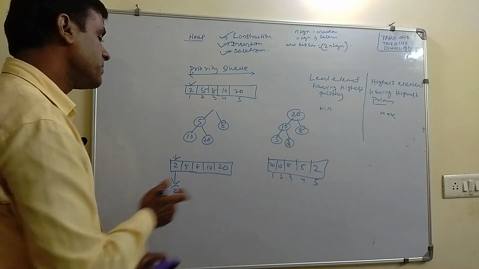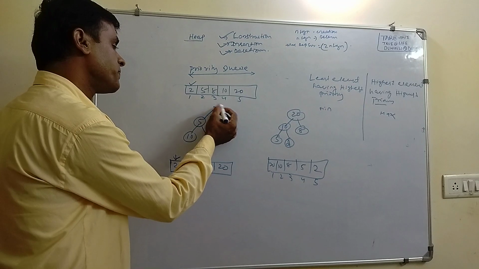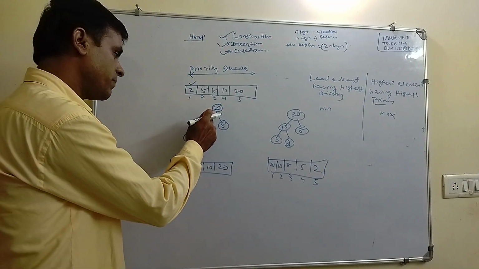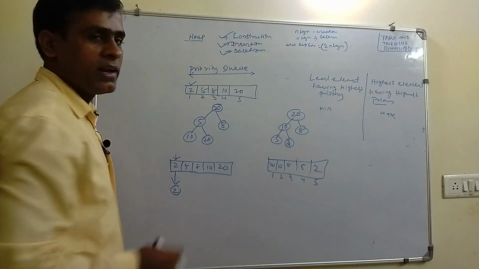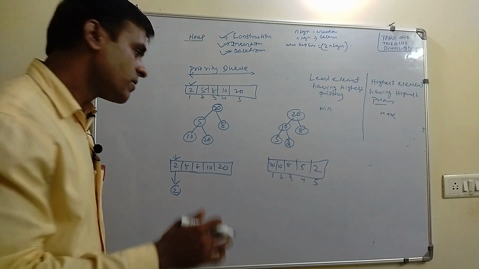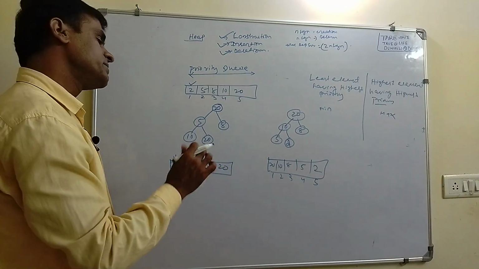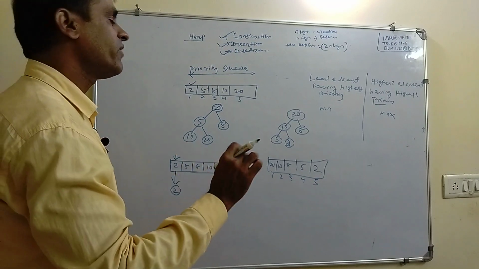Which is the last element? That is 20. You have to replace this with 20. And after that, what will you do? After replacing this, you have to adjust this, and it will take order of n log n time. So in case of priority queue also, insertion and deletion take the same amount of time, that is order of 1 to order of n log n.